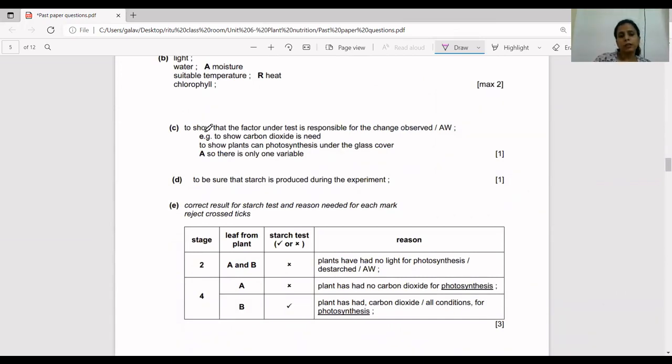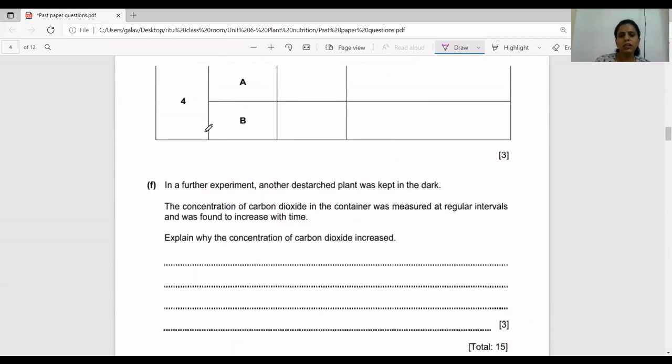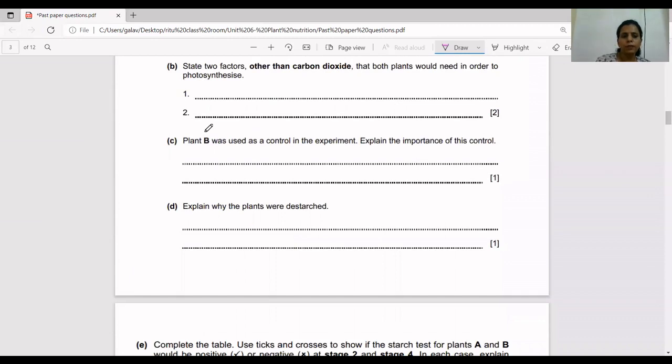So this control plant was actually used to show that carbon dioxide gas is important for the process of photosynthesis, because the experimental plant was not given carbon dioxide but the control plant was given carbon dioxide. Okay, so this shows that carbon dioxide gas is important for the process of photosynthesis. Okay, so a control plant is used to show that the factor which is being investigated in the experiment is important or necessary for the process of photosynthesis.